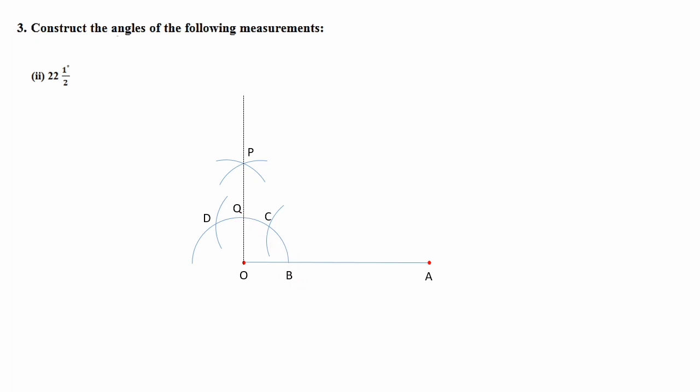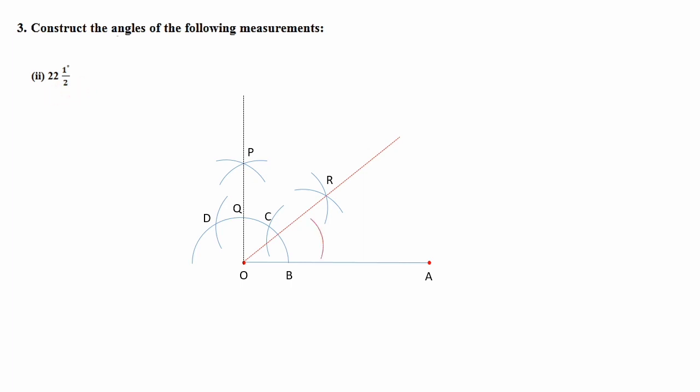So by taking any radius on your compasses, fix at B and Q, draw two arcs. Both the arcs are meeting at the point R and then join OR. Now angle AOR is 45 degrees. Again, we don't want 45, we want 22 and a half. That means half of 45.